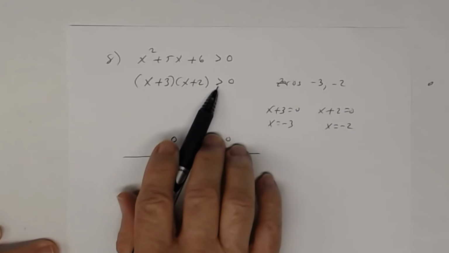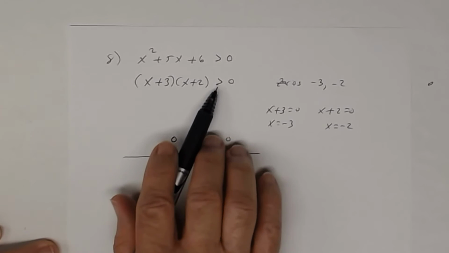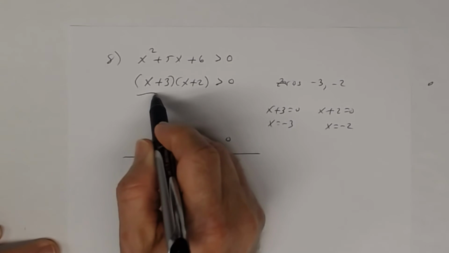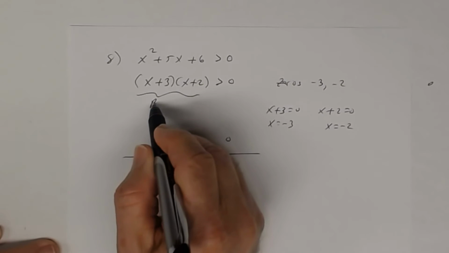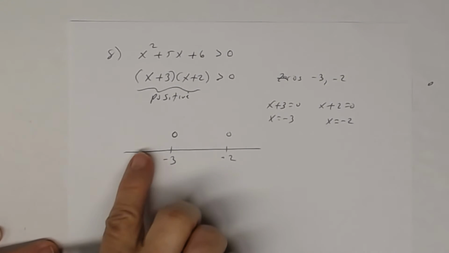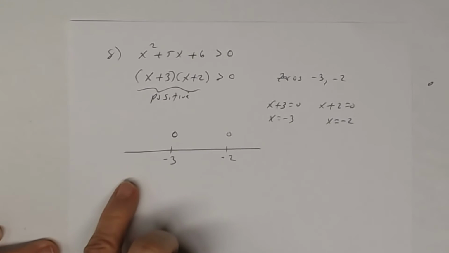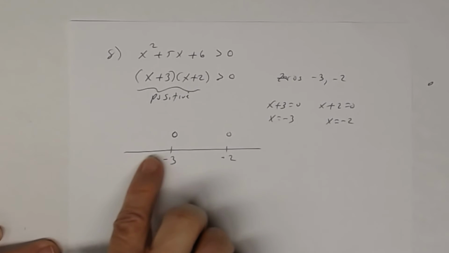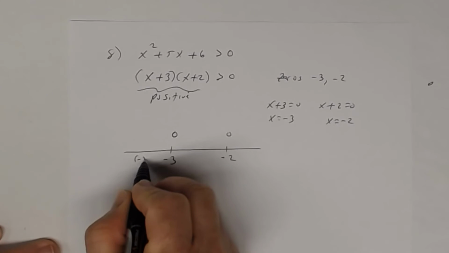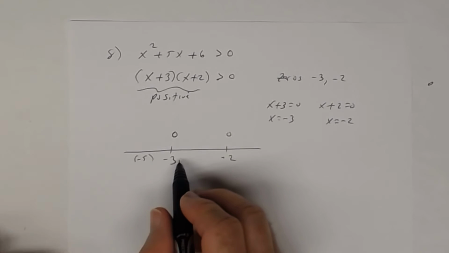Also notice there's no equal sign, so it's a strict inequality. And I want this product right here to be greater than 0, meaning I want this product to be positive. So I'm looking for intervals that will be positive. So now I've got to pick test points. Give me a test point between -infinity and -3. Let's say -5.